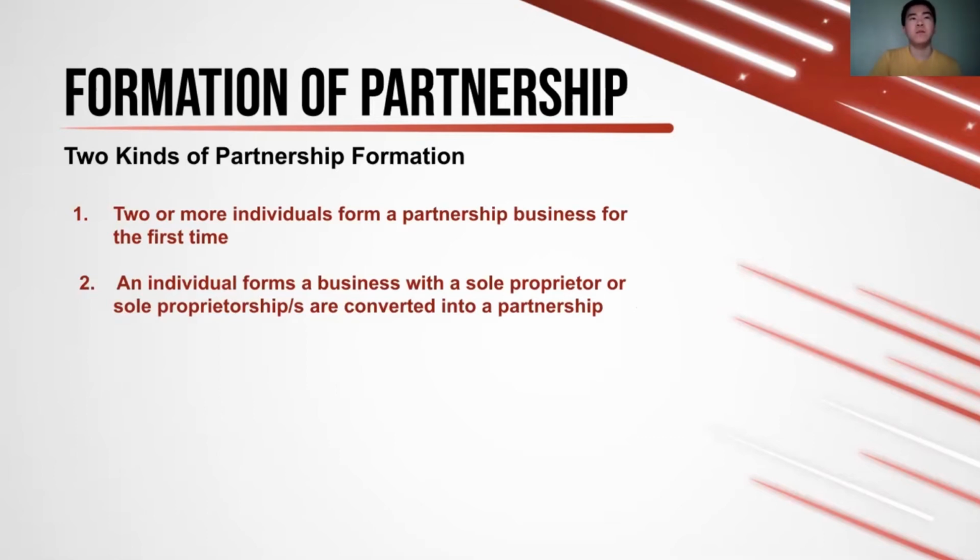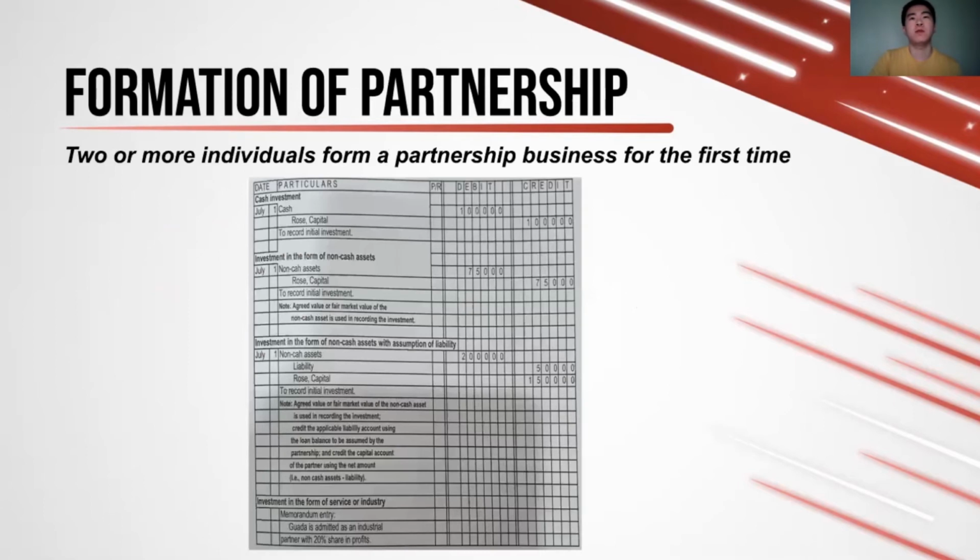For the first kind of formation, wherein two or more individuals form a partnership business for the first time, here we can see a sample journal entry. We can see that there are two partners here, which are Rose and Quada. For the first three journal entries, we can see that Rose's capital is being credited because of her investment in different kinds. The first journal entry concerns her cash investment to the partnership.